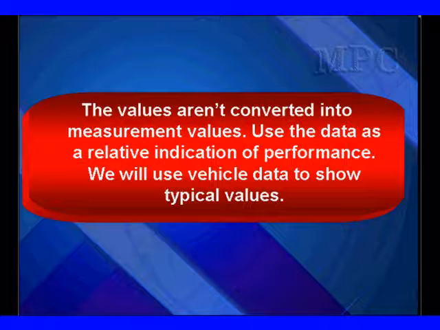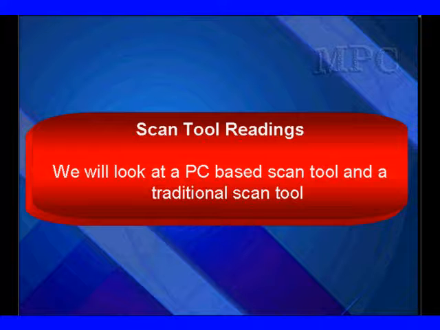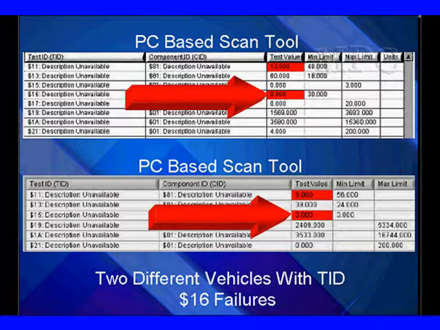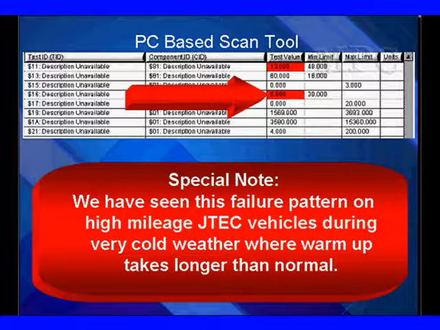Now the values you're going to see are not converted into measurement values. Use the data as a relative indication of performance. We'll use vehicle data to show the real results. We're going to look at some scan tool readings on both a PC and traditional scan tool. Now here's a couple of them on a PC-based scan tool, two different vehicles. We notice we have two different failures on 16.